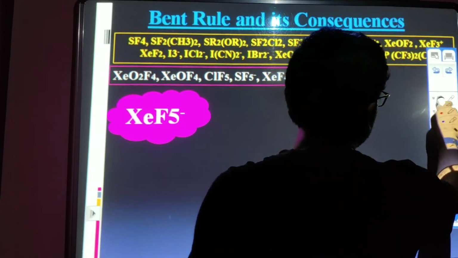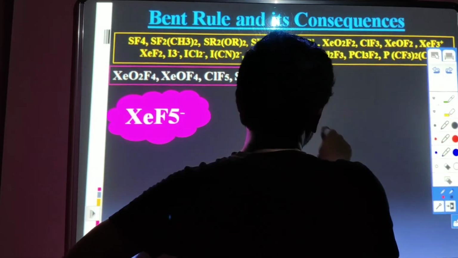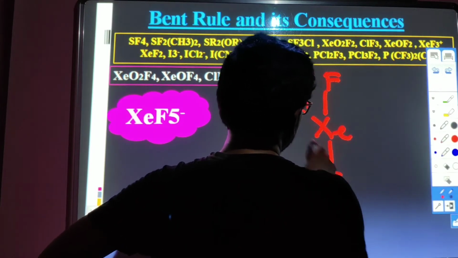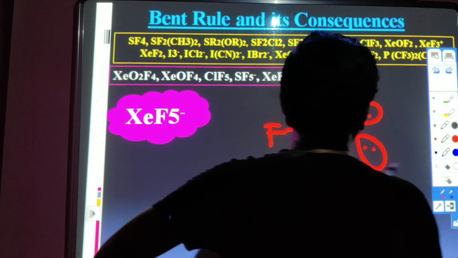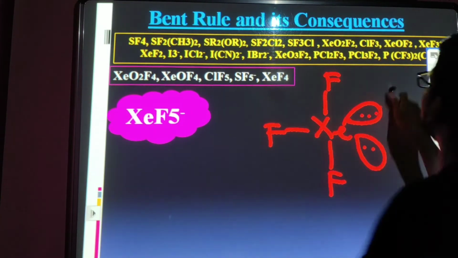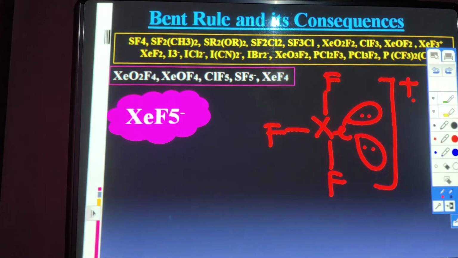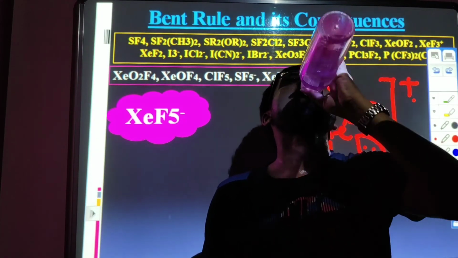Now XeF3, I'll draw. All the Xe with F. 1, 2, 3, 4, 5, 6, 7. So here one. Done. Do you get my point? Okay, let me drink some water.